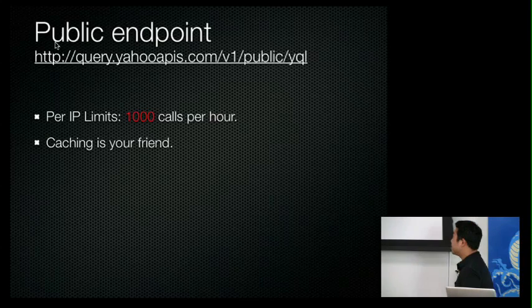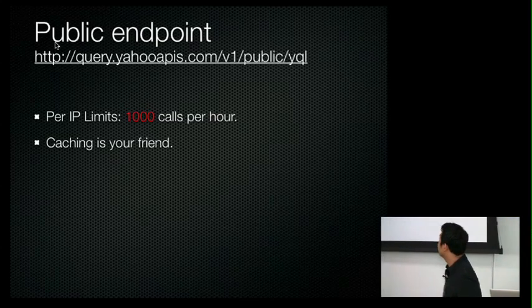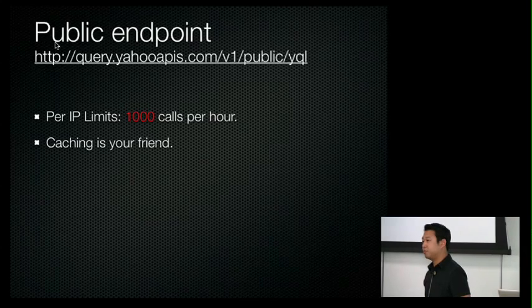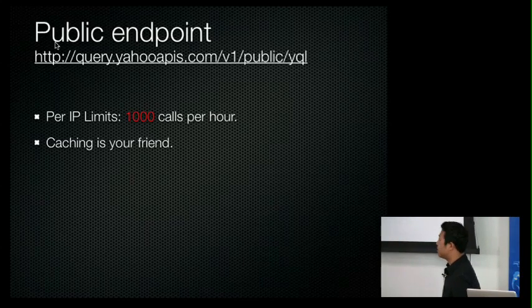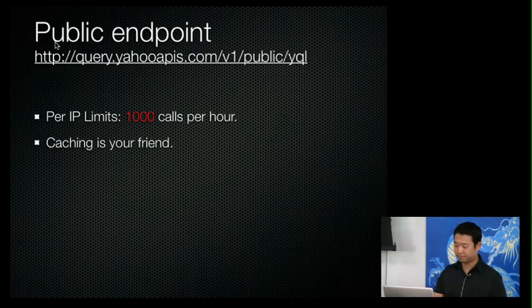So there are some limitations with the public endpoint. You only get about 1,000 calls per hour per IP. So caching is your friend, especially if the application becomes really successful and you want to cache it on your end so you don't run into these rate limits.